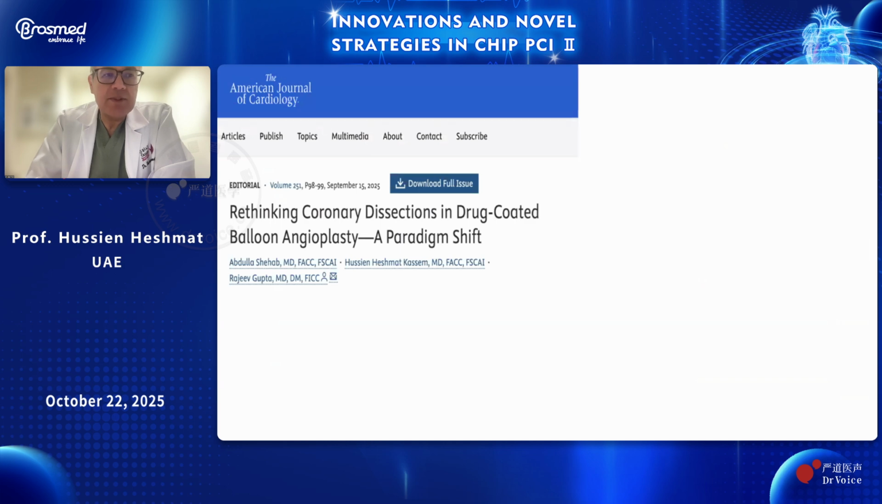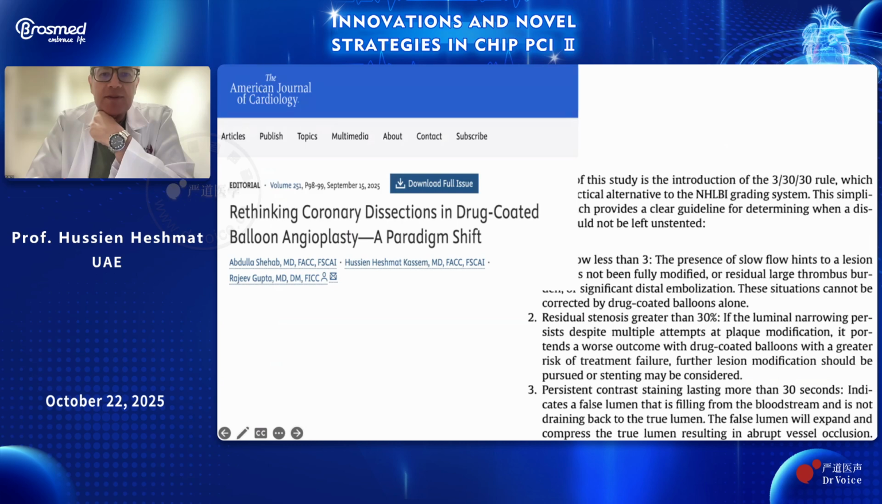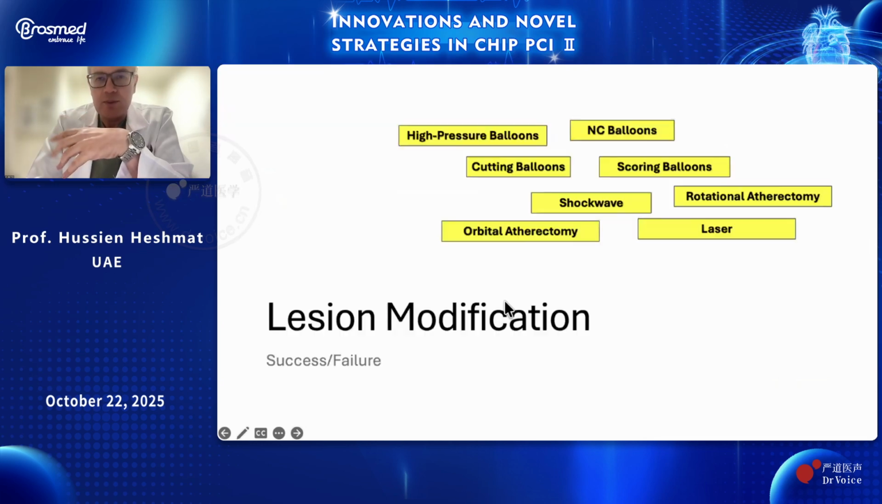I was glad that we published our editorial in the American Journal of Cardiology about our understanding of the dissections in drug-coated balloon angioplasty. And this 33-30 rule is where we have a dissection with no persistent contrast staining for more than 30 seconds, TIMI 3 distal flow, and a residual stenosis that is less than 30%. When we achieve the 33-30, then we can definitely live with the dissection, which is probably more useful in the long term, and go ahead with the drug-coated balloon strategy.